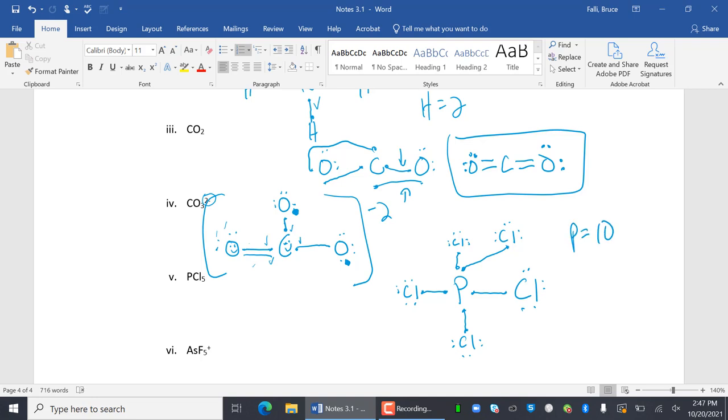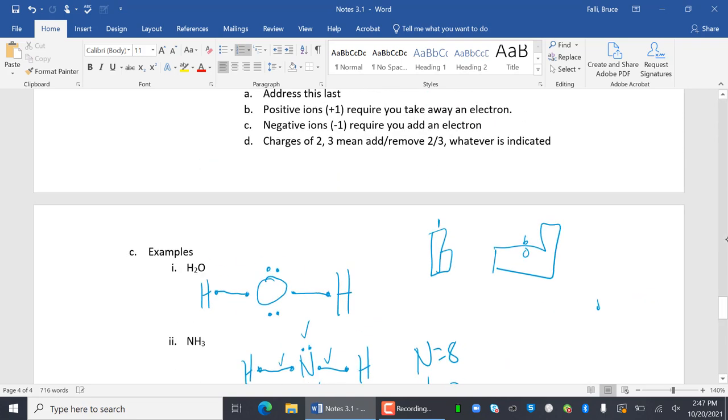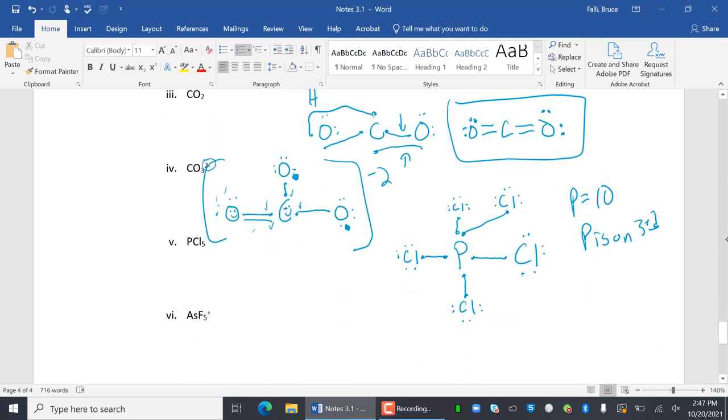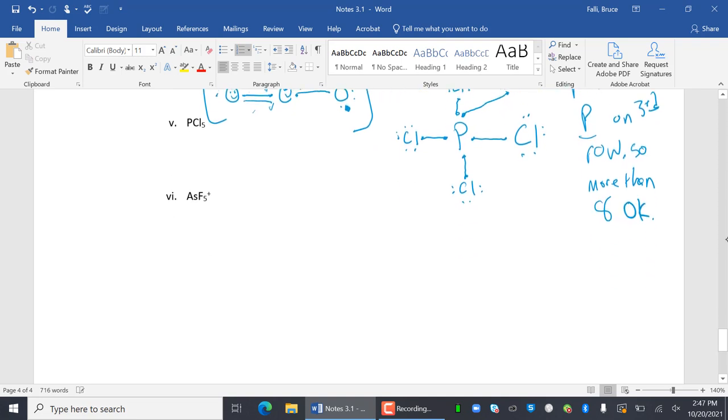But phosphorus is on the third row of the periodic table. Phosphorus, P, is on the third row, okay? So if it's on the third row, more than 8 is okay. And that's what I did.